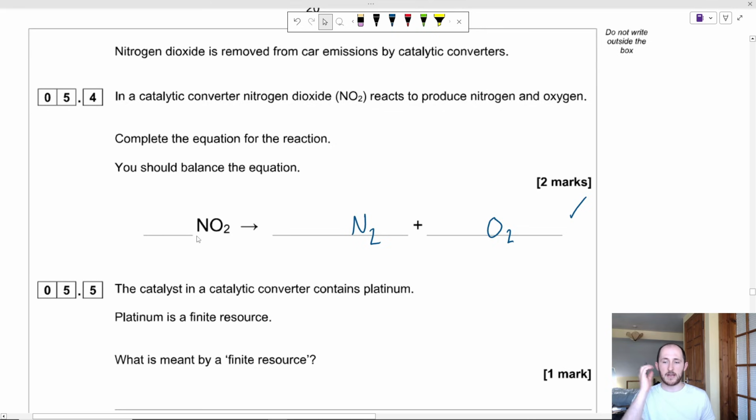So how do I balance equations? That's a really good question. Now, in the exam, I would write these underneath, so I'd write out the equation. But because I have the magic of computers, I can write in my values and then change them.